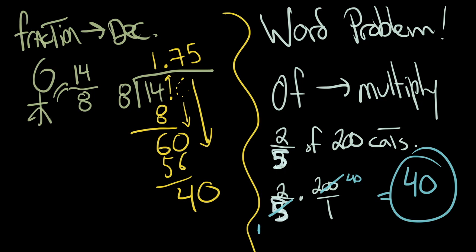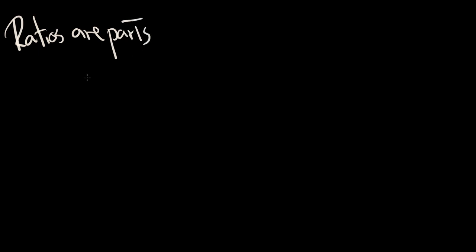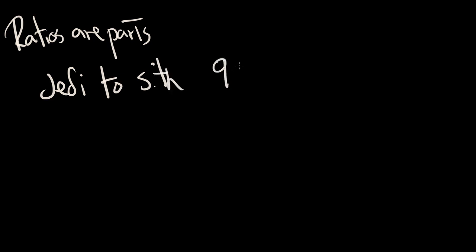What are the other kind of word problems I'm going to be showing you a little bit? Ratios. Ratios sometimes pop up. Don't forget about ratios. I look at them as just basically parts. So for instance, let's just say we were comparing, I don't know, Jedi to Sith. And I said the ratio was, I don't know, usually about 9-to-1. 9-to-1, something like that.